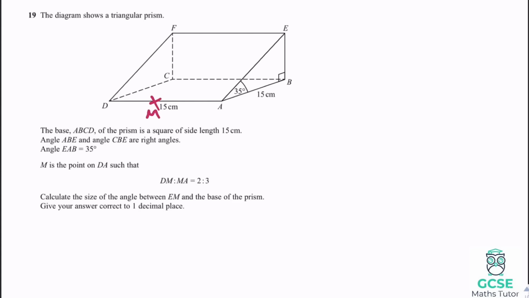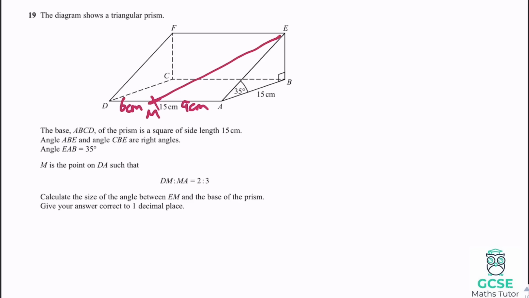Now, that's 2/5 and 3/5. 2/5 of 15 is 6 centimetres. And the other side therefore would be 9 centimetres, so I can split that line up there. Now it wants me to find out the angle between EM, which is this line here if I draw it in, and the base or the plane.